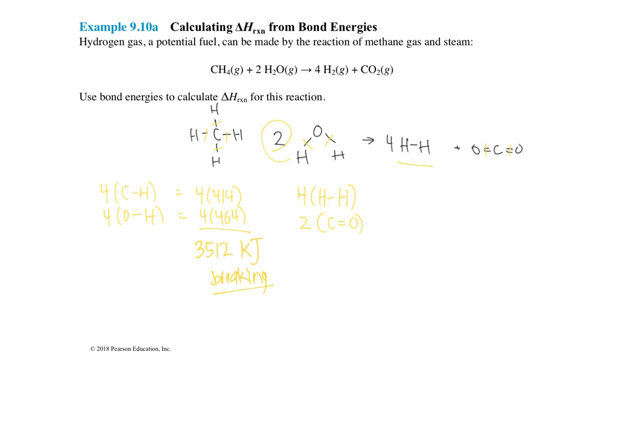And then for my bonds being formed, I have 4 hydrogen-hydrogen bonds, which are each 436 kilojoules, and 2 carbon-oxygen double bonds, which are 799 kilojoules. So the amount of energy that gets formed when I create new bonds is equal to 3342 kilojoules. Because I'm forming bonds, that's going to be a release. I'm going to release energy, so that'll be negative.